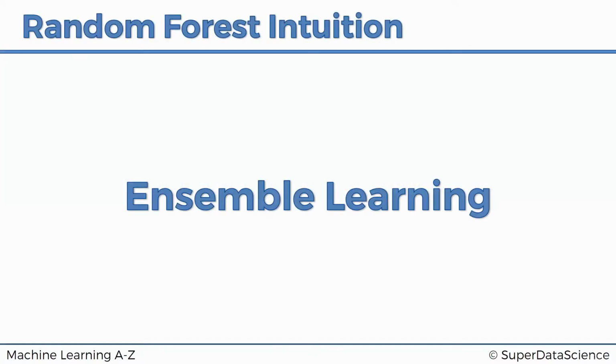Alright, so random forest and ensemble learning. Random forest is a version of ensemble learning. You've got other versions such as gradient boosting. Ensemble learning is when you take multiple algorithms, or the same algorithm multiple times, and you put them together to make something much more powerful than the original. Let's see how this works.